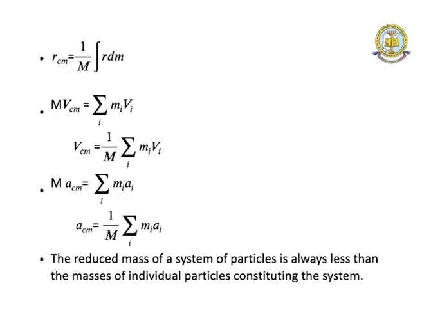The position vector of the center of mass, RCM, is equal to 1 by m integration of R dm. Similarly, the velocity of the center of mass, VCM, is equal to 1 by m into summation of mi vi. And similarly, the acceleration of the center of mass, ACM, is equal to 1 by m into summation of mi ai. The reduced mass of the particles is always less than the masses of the individual particles constituting the system.